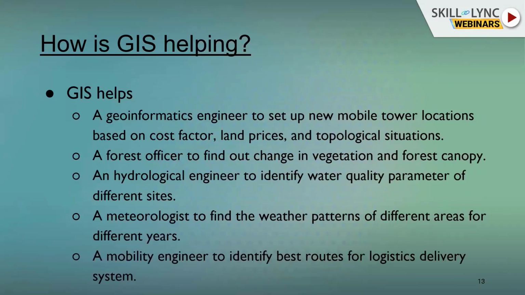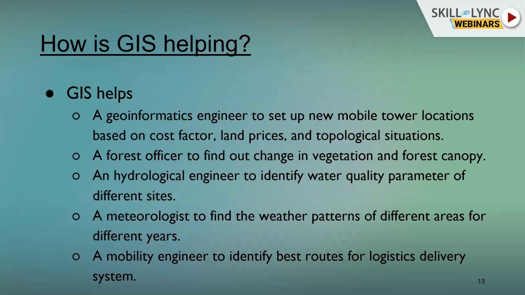Then a geoinformatics engineer can help a mobile company set up their mobile tower locations based on various factors, so that it can help them reduce the costing, land prices, and along with it, different aspects are there. Okay, and then maybe a geologist or an environmental engineer would be looking at how the tree canopy and forest canopy has increased or decreased with the duration of time.